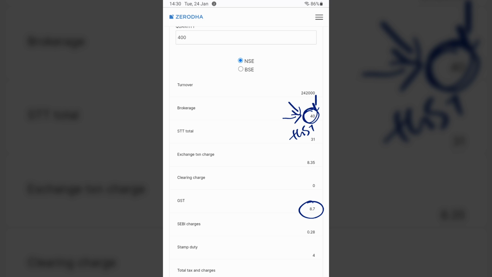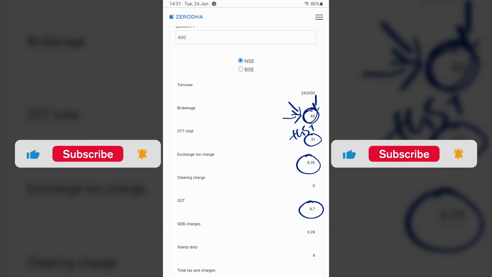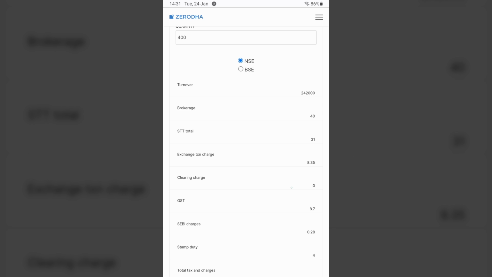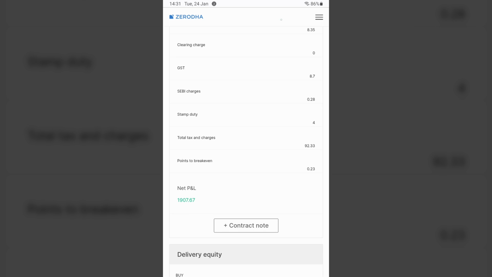So 40 rupees over here goes to Zerodha, 20 for buying transaction, 20 for sale transaction. The GST over here is 8.7. Your exchange transaction charge is also 8 rupees 35, and your STT, your securities transaction tax, is 31 rupees. SEBI charges is minimal. Stamp duty is 4 rupees. Your total taxes and charges, as I said, is 92. Points to break even is 23 paise.